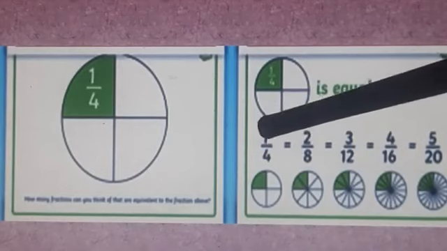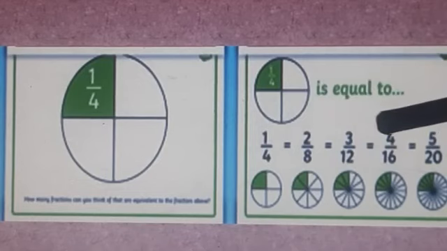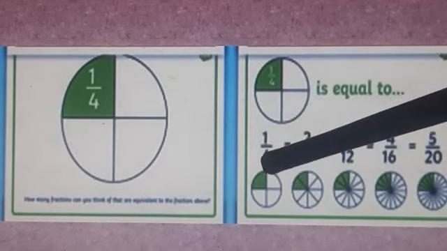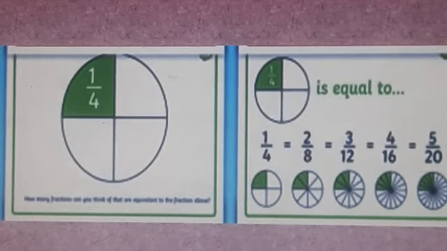Now 1 twos are 2. 4 twos are 8. 1 threes are 3. 4 threes are 12. 1 fours are 4. 4 fours are 16. And 1 fives are 5. 4 fives are 20. So this is the way of finding out the equivalent fractions. Right? We will multiply and divide with the same number to get the equivalent fractions.